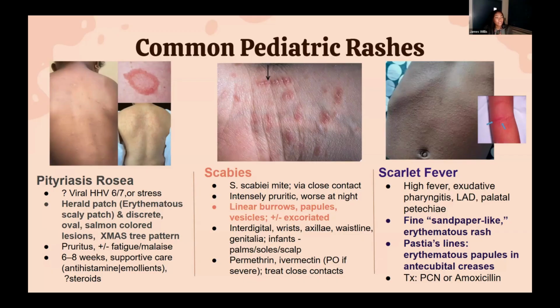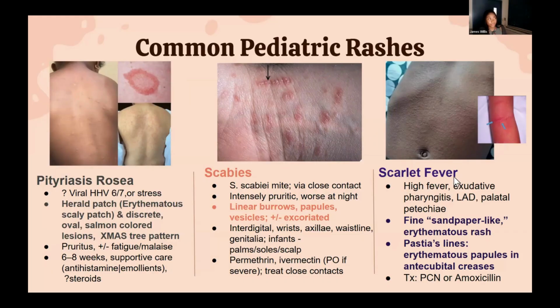Scabies is from mites via close contact, also intensely pruritic, worse at night, but you have these linear burrows within the skin, with overlying excoriations. You want to look between the interdigital spaces, the wrist, and then the waistline mostly. The treatment for this is permethrin. And then you also want to treat the close contacts of the patient. So I think sometimes we send some extra medication and tell them to give it to them instead of having them each come individually.